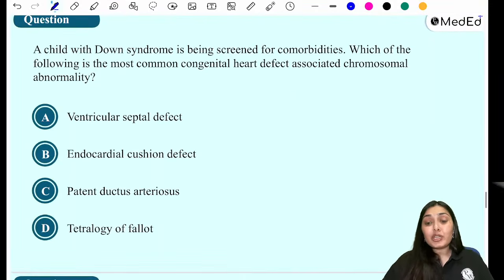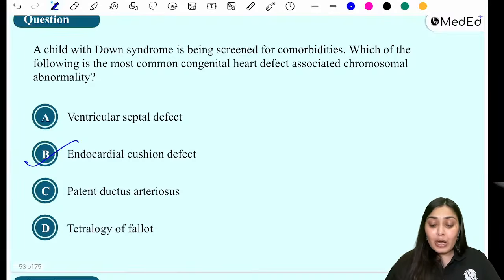A child with Down syndrome is screened for comorbidities. Which of the following is the most common congenital heart defect associated with this chromosomal abnormality? Ventricular septal defect, endocardial cushion defect, patent ductus arteriosus, tetralogy of Fallot. A very straight away question. We all know the most common congenital heart defect in Down syndrome is endocardial cushion defect.